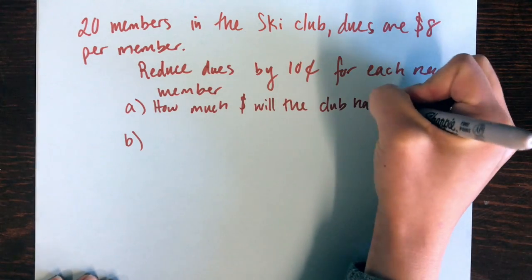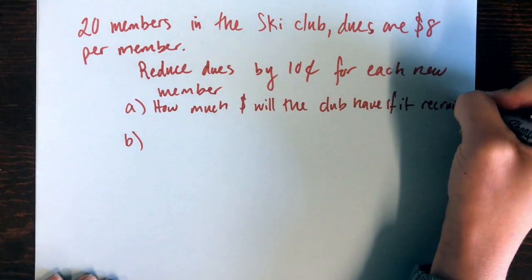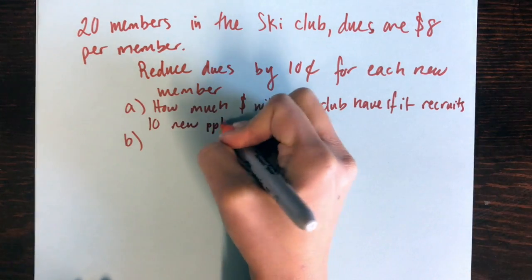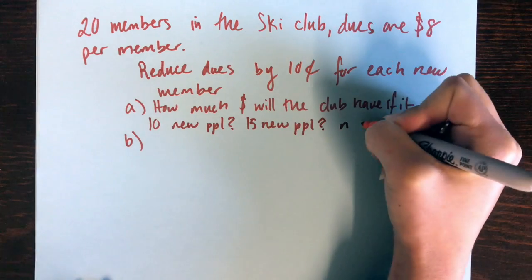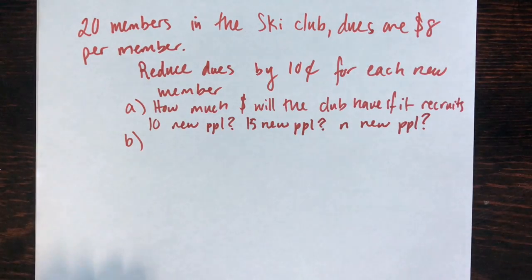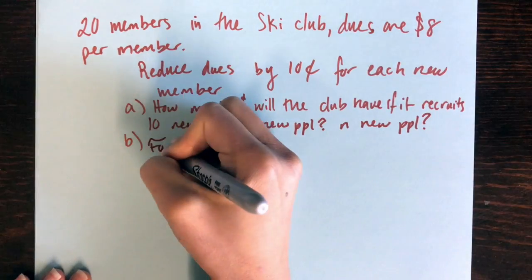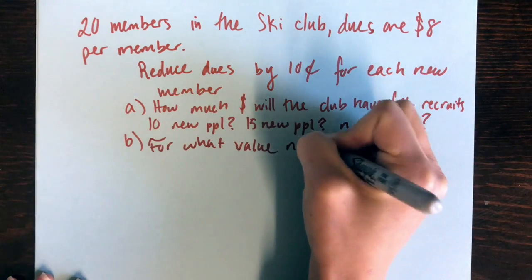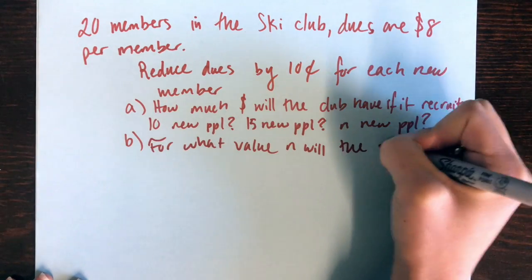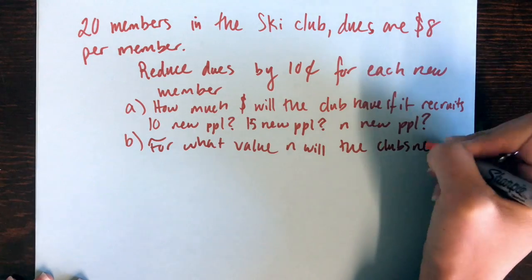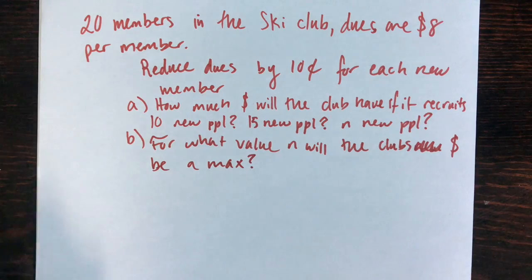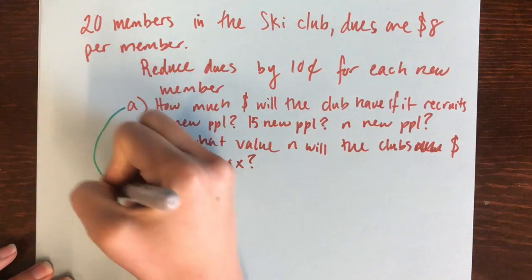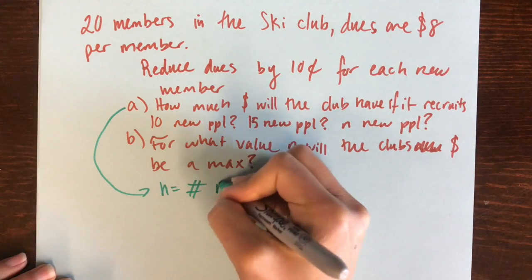So I'm going to ask two questions. The first one is, how much money will the club have if it recruits 10 new people, 15 new people, and then we could use a general term like n new people, and try to find a general equation, which is what I'm going to do first rather than finding out how much the 10 would get the club, or how much the 15 would get the club. I'm just going to find it generally in terms of n, and then I'll just plug in 10 and 15 for n. It'll be a little bit easier.